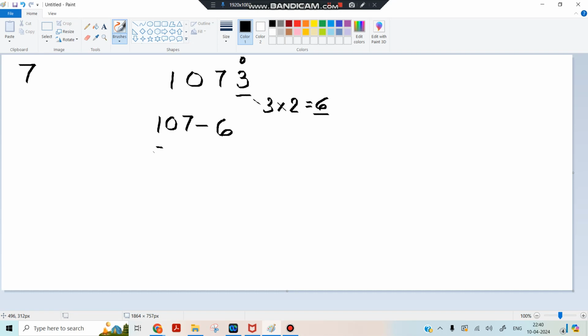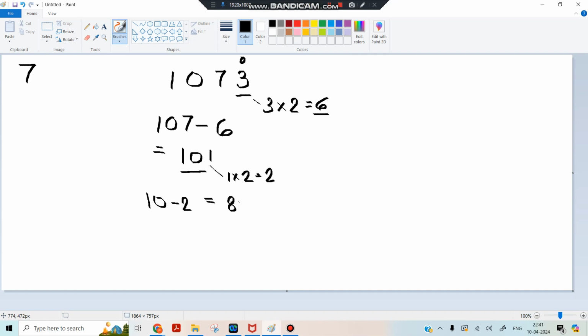So what is the answer I get? 107 minus 6 is 101. Now I'll continue this step. So the last digit now is 1. So 1 multiplied by 2 is 2. Basically we are doubling the digit in the ones house. And the remaining digits are 1 and 0, it makes it 10. So 10 minus 2 gives me 8.